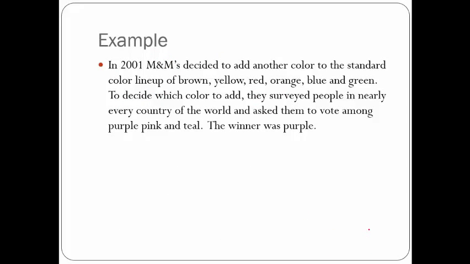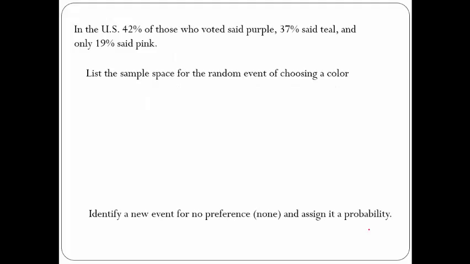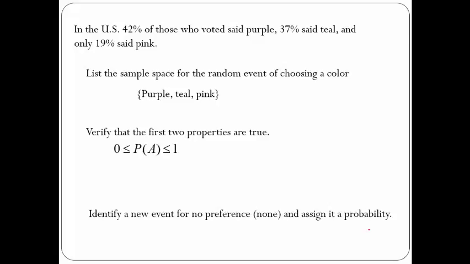So maybe here's an example where they decided to add a color to the standard lineup, and the winner was purple. So in the U.S., 42% of those who voted said purple, 37% teal, 19% said pink. So the sample space would be purple, teal, or pink. Those were the ones that people picked from. So verify these first 2 properties are true.